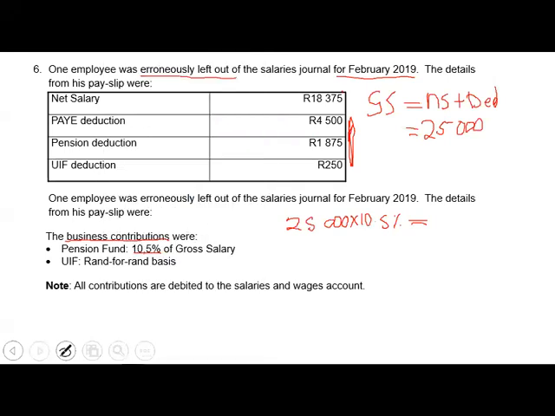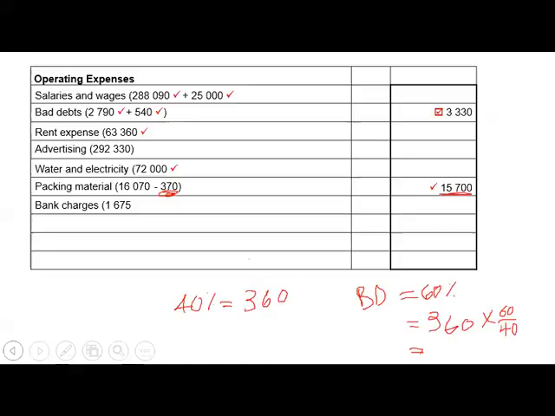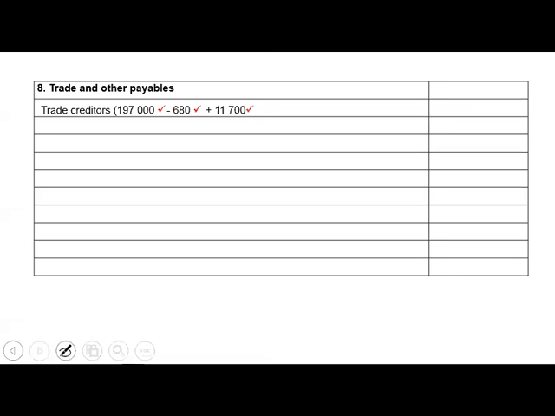But here's what they're telling me. All contributions were debited to salaries and wages. So I can't have employer's contribution. That means I am going to add that to salaries and wages. Instead of having a separate account, which is employer's contribution, I'm going to take that 2625 and add it there. All right. And that 2625, I will also take to trade and other payables and add it there as my liability.